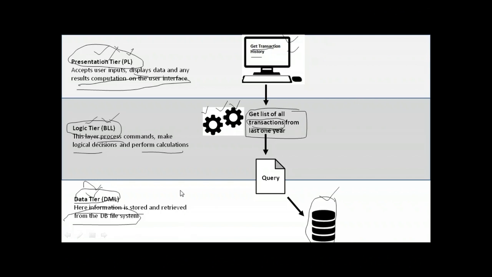Okay, so now you see, this is the data tier. What it can do is store the data, and when required, you'll be able to retrieve it. What is retrieve? To get the data.